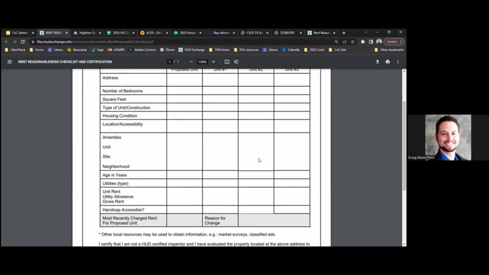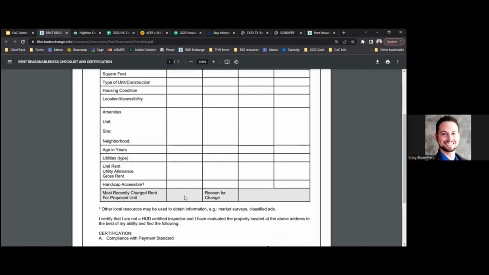These could be important to consider, especially amenities inside a unit. If the unit provides a washer and dryer, for example, and another unit doesn't, that's something worth noting. There's also the age of the unit, the utilities, and whether or not the utilities are covered by the rent or if that's the responsibility of the tenant. And is the unit handicap accessible?